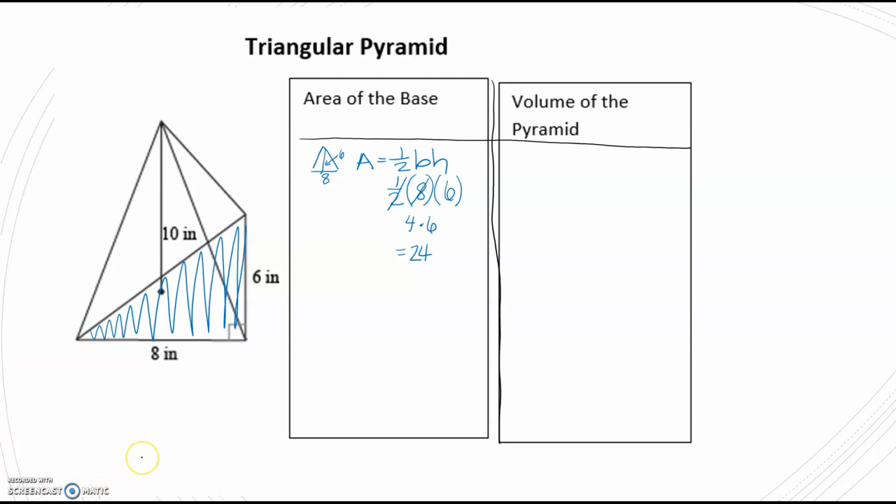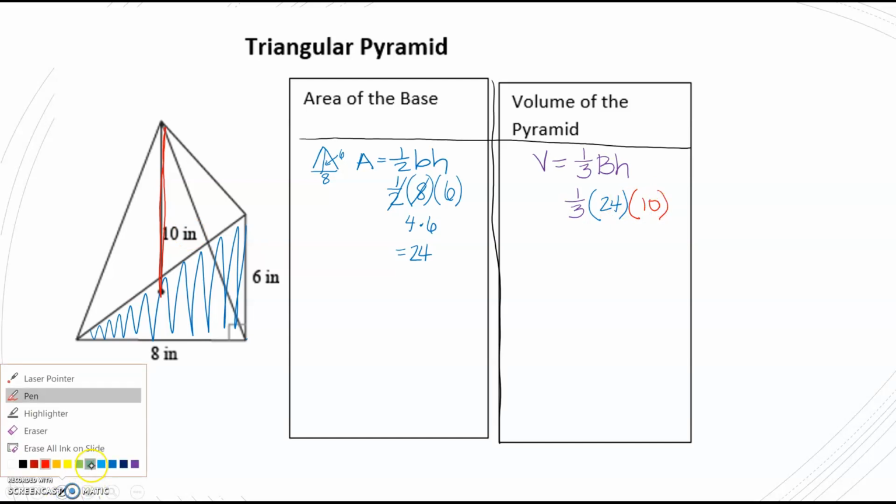All right. So now, since I'm doing volume of a pyramid, I'm going to write my volume formula directly from my formula chart. 1/3 area of the base times height. So my 1/3 is coming from the formula. Then I'm going to take area of the base from over there, so 24. And then again, my height is going directly down to the center of my pyramid. So my height is going to be 10.